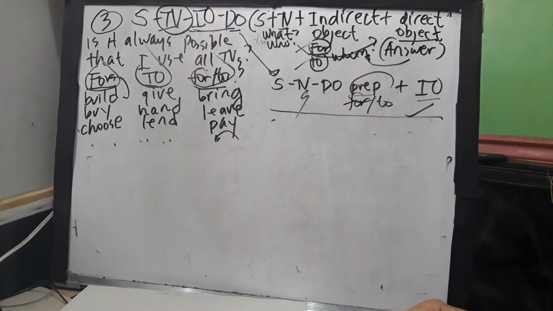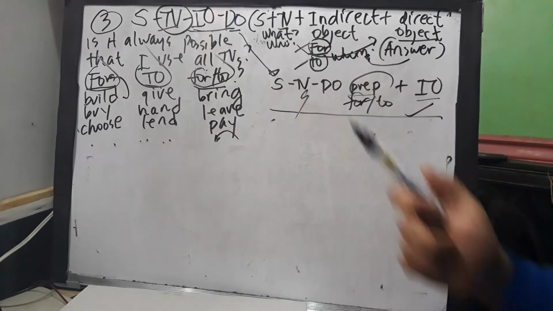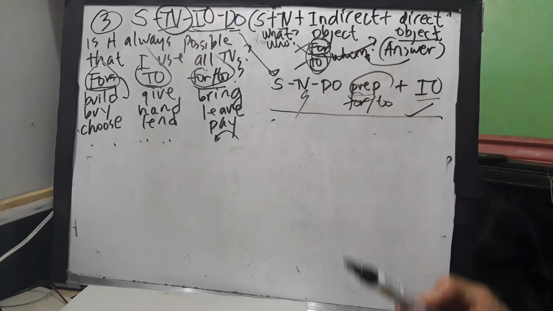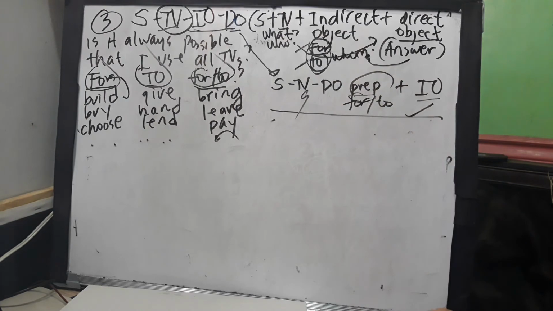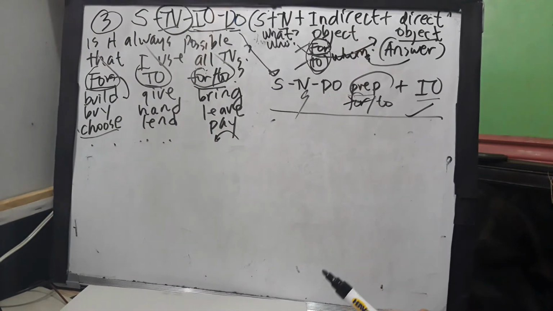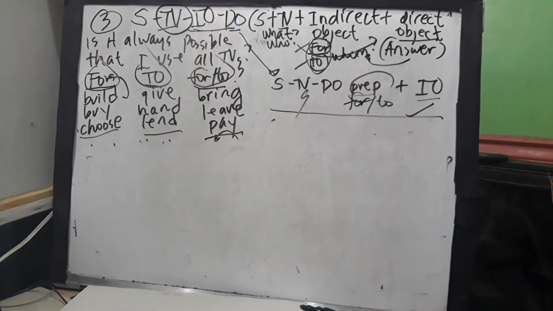Now, again, teacher, you said you can use for whom and to whom as the clue. So can I always use either for and to? Again, the answer is no, guys. Because there are verbs that we can use under for, verbs under to, and verbs where either for and to is possible.